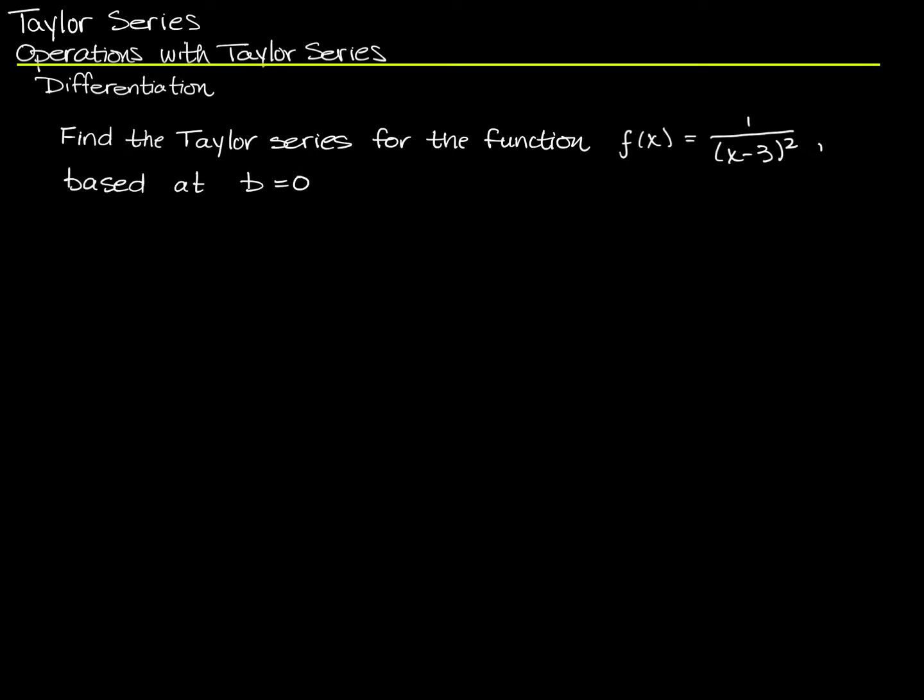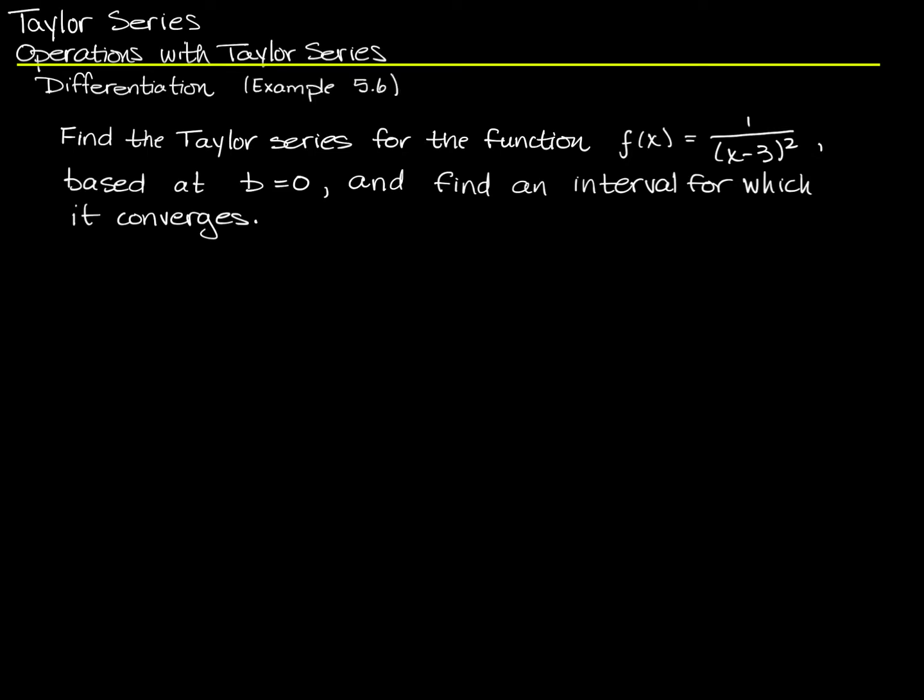and then we'll find an interval for which it converges. This is example 5.6 in your course pack. Now, the trick in this one is really pretty clever, I think. Let's start with the function -1 over x minus 3 and take its derivative.